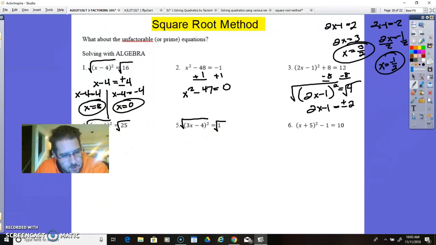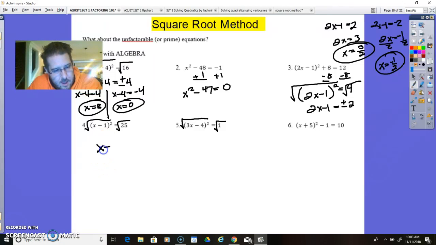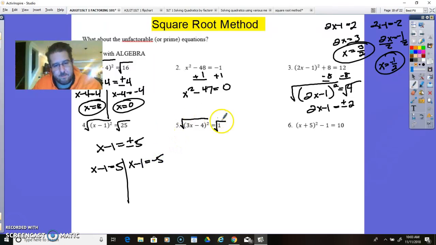So square root of both sides. I get x minus 1 equals both positive and -5. Then I set it equal to both answers, both positive 5 and -5, and solve. For this one, 3x minus 4 equals both positive and -1. Solve it by setting it equal to both. Add 1 makes this one 11.